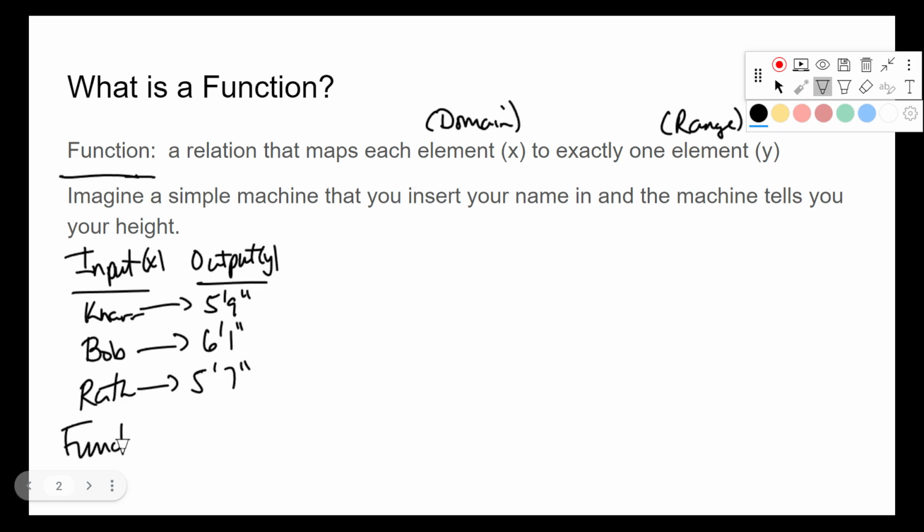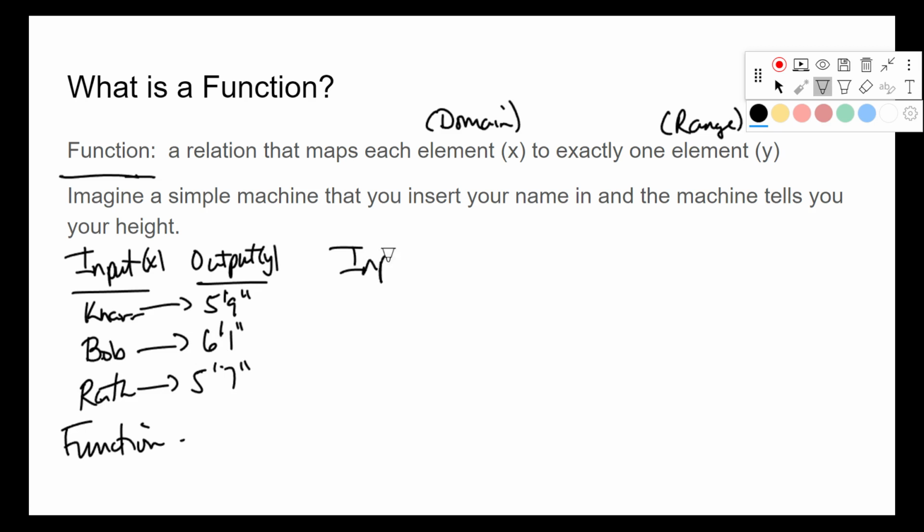This is an example of a function. This input-output table or XY table represents a function. Each element x has exactly one element y. My height is 5'9", Bob's height is 6'1", Ruth's height is 5'7".